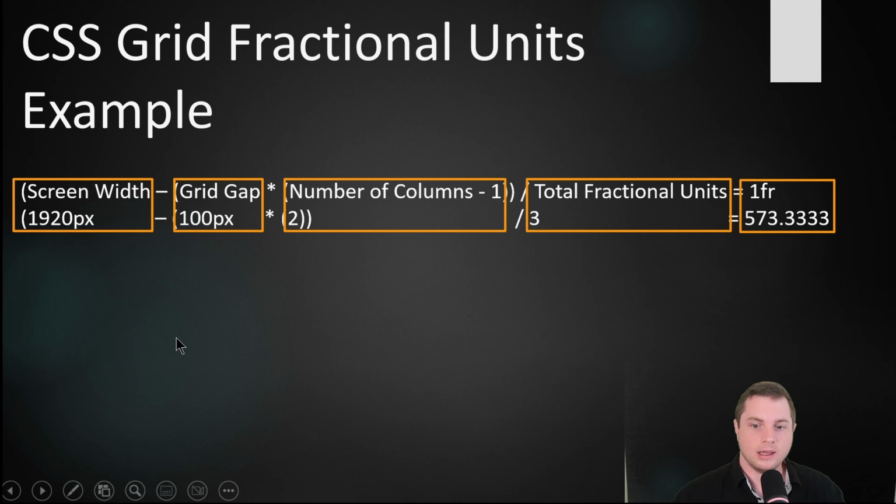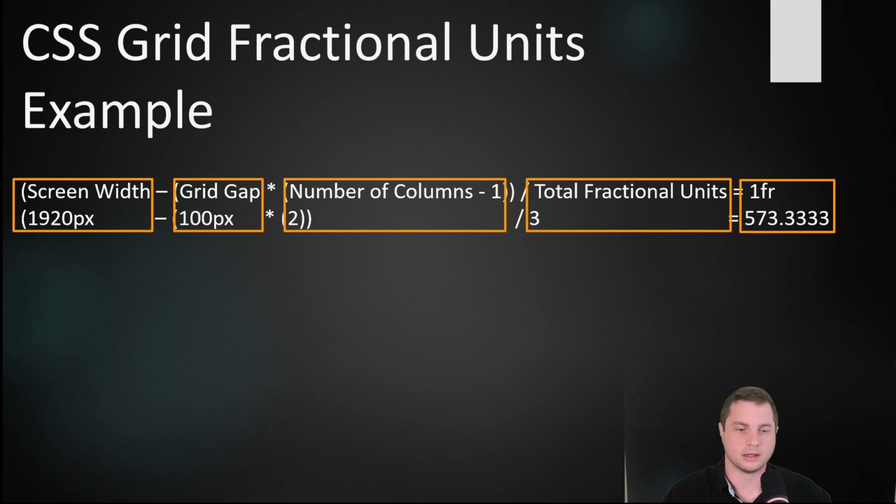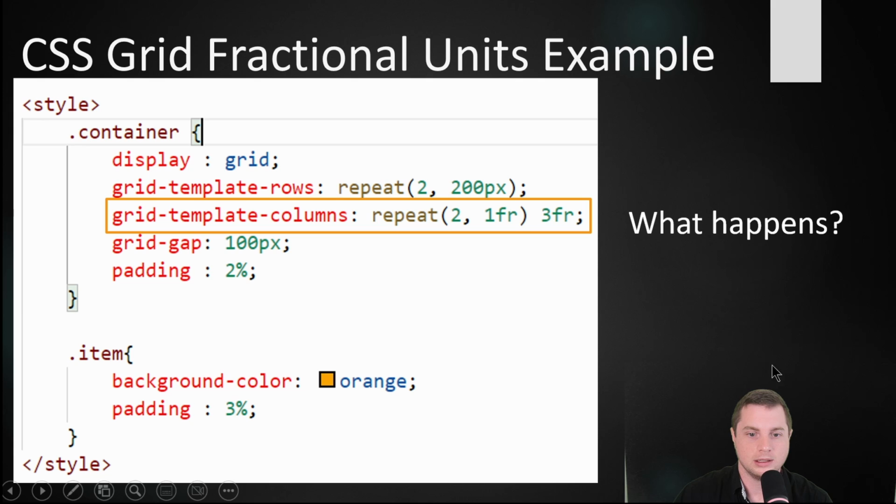Hopefully that made sense. You don't actually have to calculate these on your own, but it is helpful to understand what is actually happening here. So a little bit more complex of an example. We got a repeat of 2, 1 FR, so very similar. So we got 2 columns of 1 FR, and then we have a third column of 3 FR. So take a second to think about what might actually happen here.